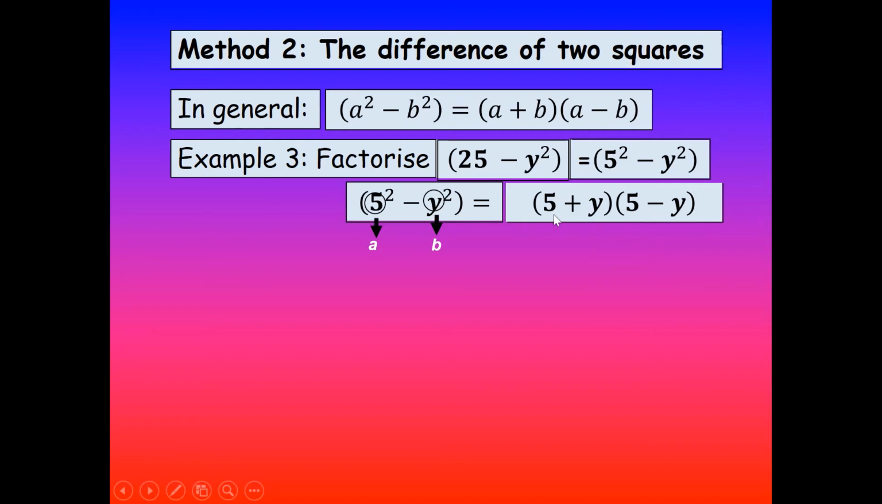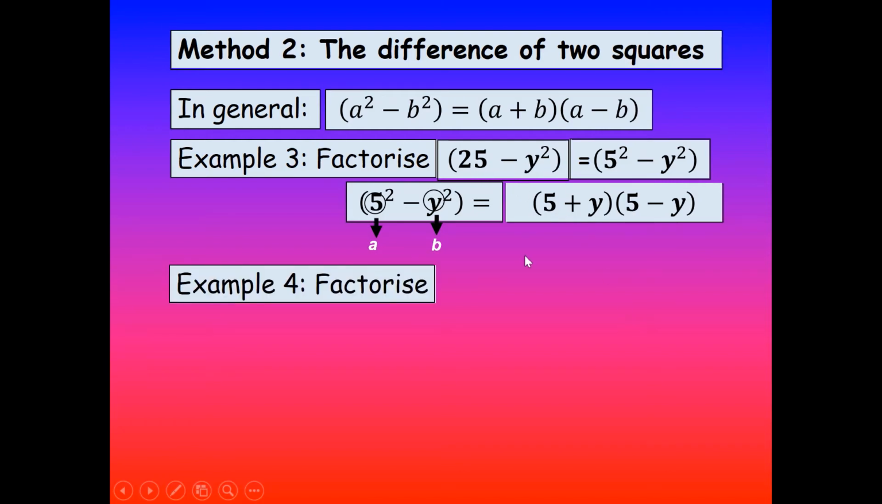Make a note that the order in which the question appeared, we had a number 25 here, so I need to write the numbers first in the brackets here, so that if I'm expanding that, I will get the original question back. Fourth example, factorize 3 minus 12x squared. Now if you've watched my previous video, we need to always start off with the highest common factor first.